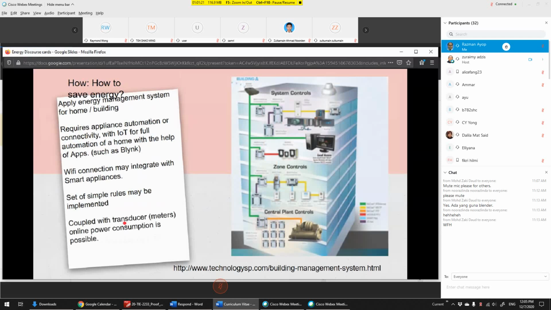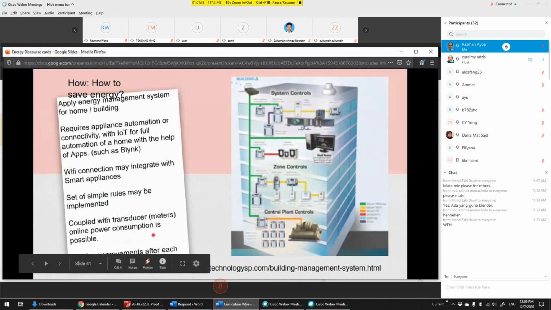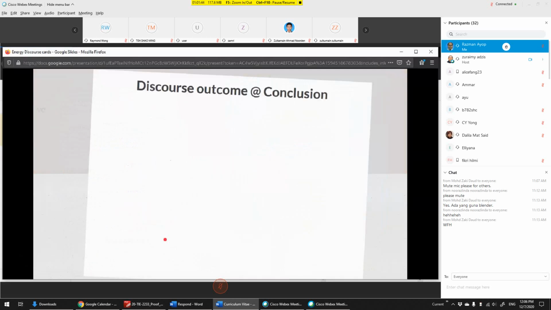Okay. Now, this is the thing for electrical engineers. If you have transducers and meters, you can do online power consumption monitoring. So you can check how much power is being used at a particular time. So when you have done this, every month you try to improve, try to minimize the usage of your electrical energy.